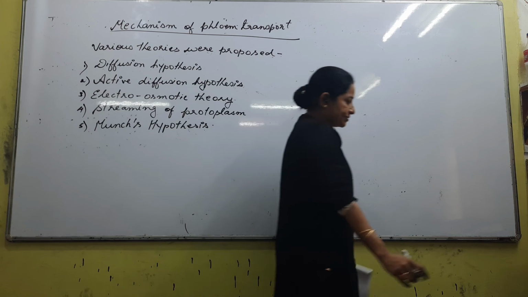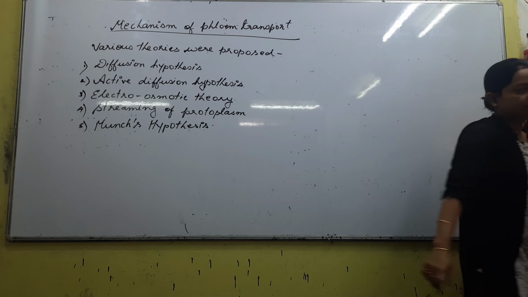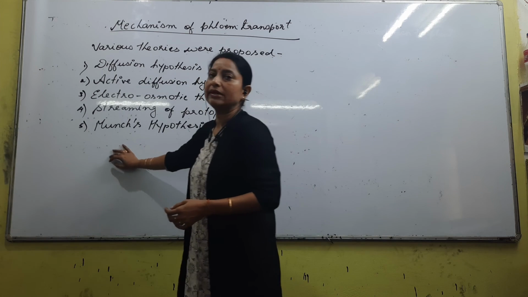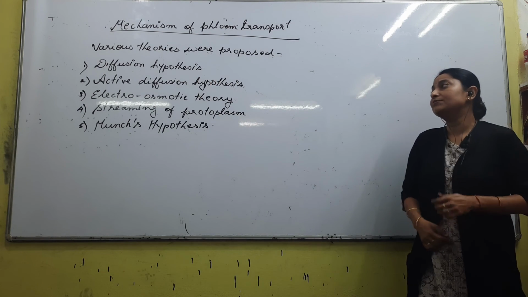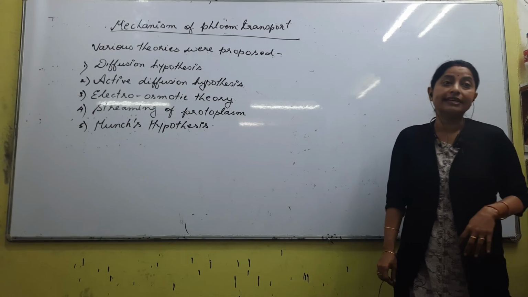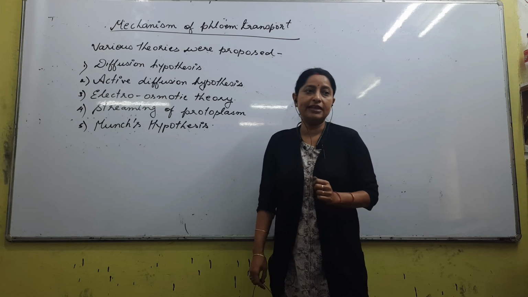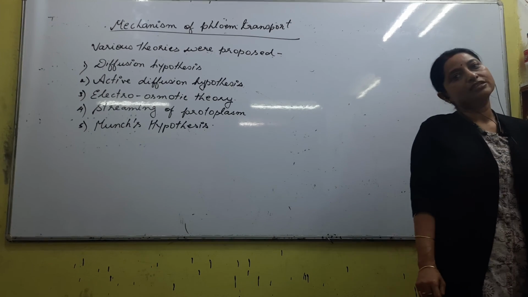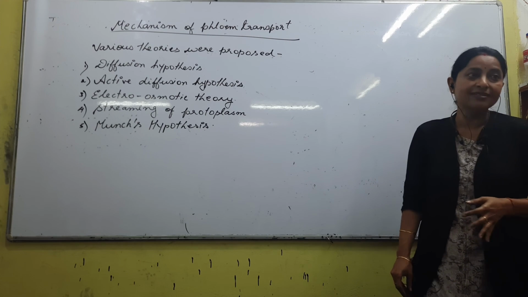Again, as far as mechanism is concerned, various theories have been proposed, but the one hypothesis that we need to talk about is just Munch's hypothesis, right? Various scientists were of various opinions. Some said that it's because of the diffusion process that food is transported from one place to the other. Some others were of the opinion that it's because of facilitated diffusion. The electroosmotic theory talks about the role of potassium ions, right?